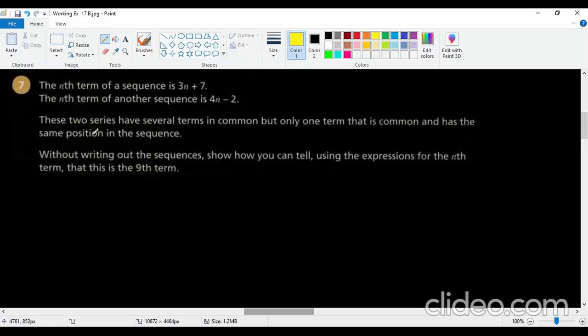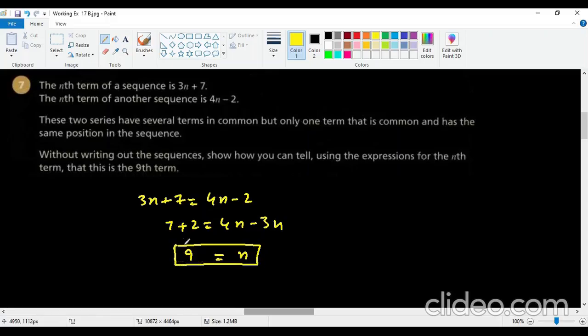First one is 3n plus 7, and we need to equate it to 4n minus 2. So this is going to be 7 plus 2 equals 4n minus 3n. That means n equals 9. So the ninth term is going to be the one which is going to give us the common term, which is the answer. Okay, use the expression for the nth term. What is the nth term? We need to find out the nth term. So either one we use is going to give us the same answer.